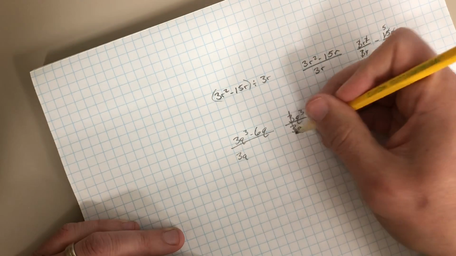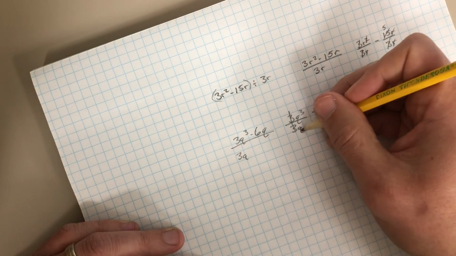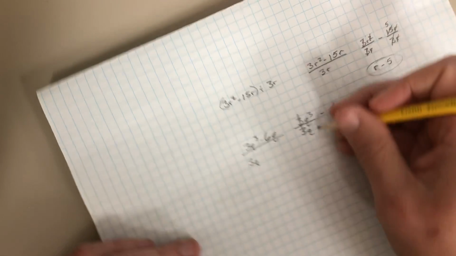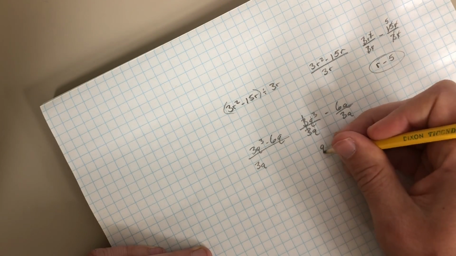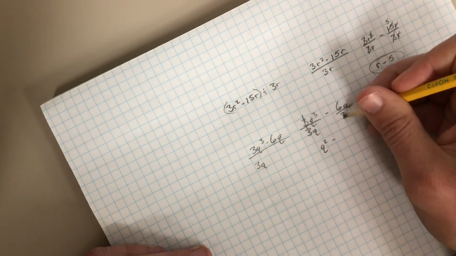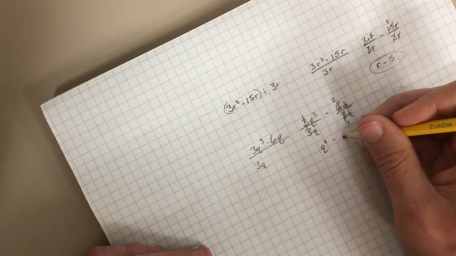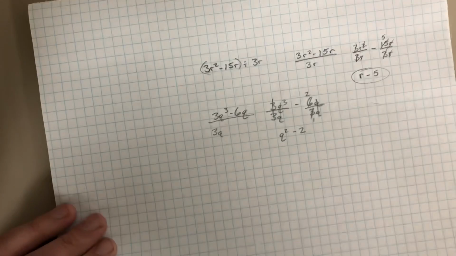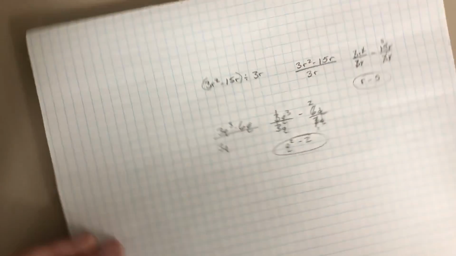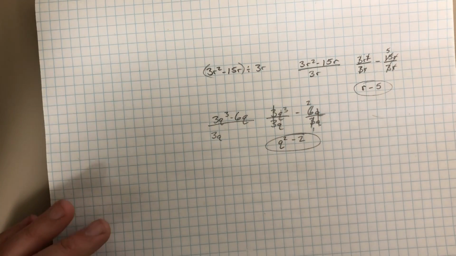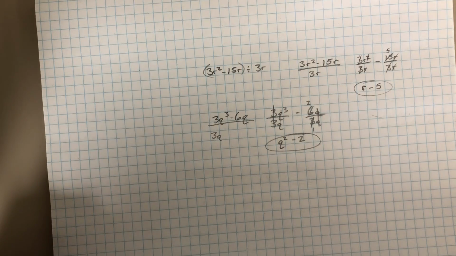So the 3s will cancel and one of the q's will cancel, leaving me with 2 q's, or q squared, minus 3 goes in there once, 3 goes in there twice, and the q's cancel, leaving me with 2. So it'd be q squared minus 2. Okay, so that's when you have a polynomial and you're dividing it by a monomial.